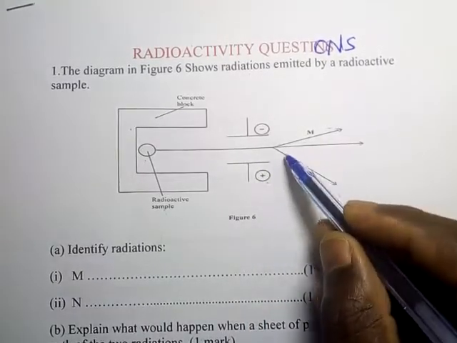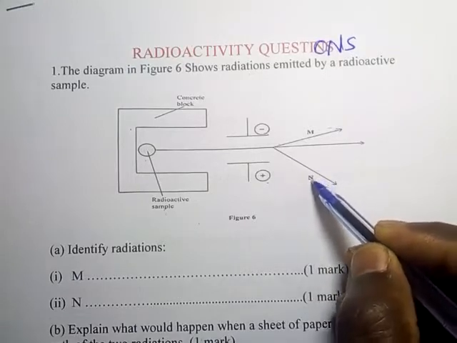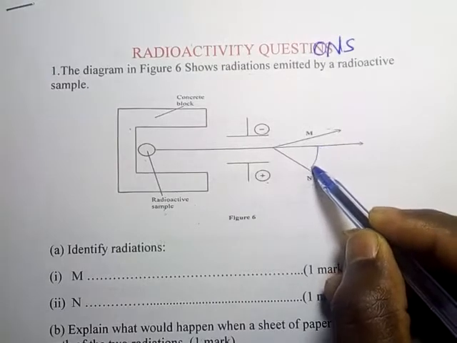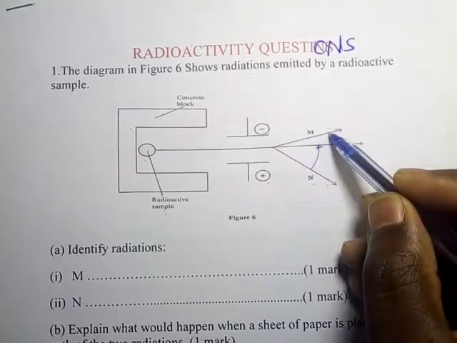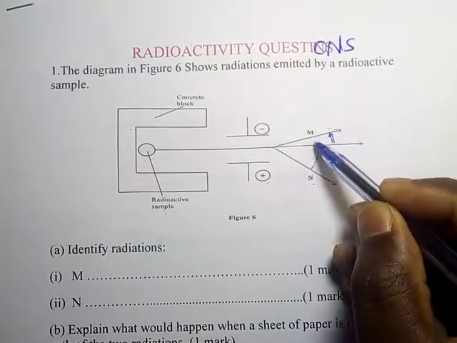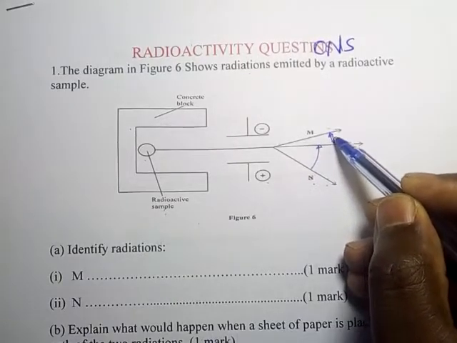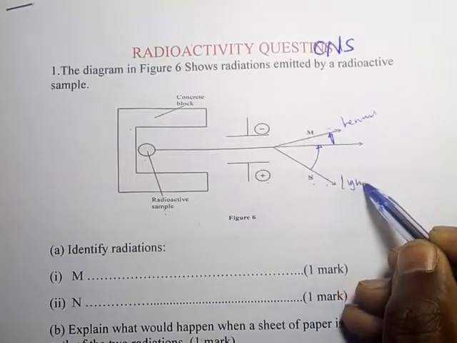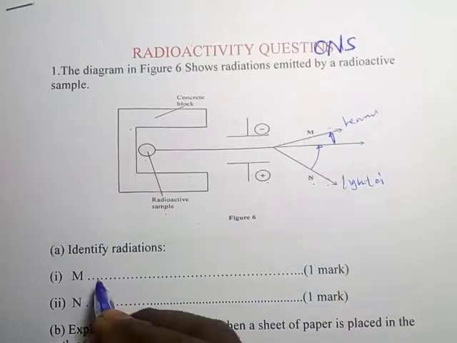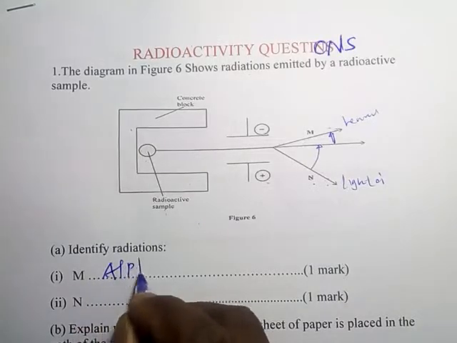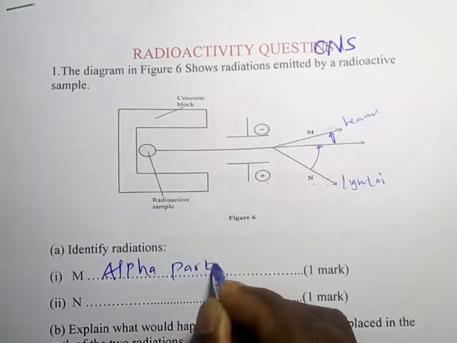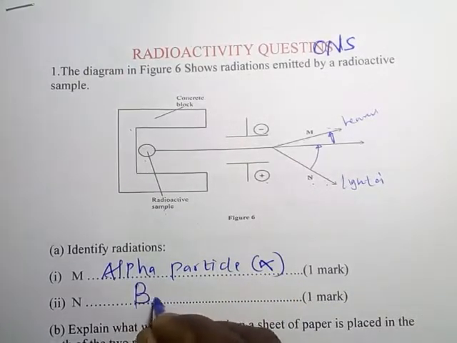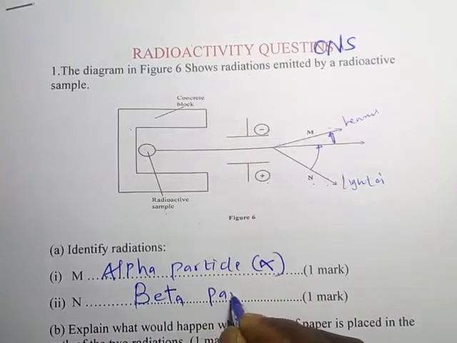Another thing you should know is the magnitude of deflection. Beta is very light, therefore the deflection is very big. Look at this one and then look at this one. M is alpha, and the deflection is very small because it is heavier. This one is lighter. So M is an alpha particle. For alpha, we use this sign, and this one is a beta particle.